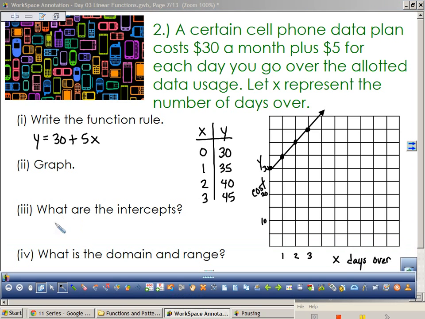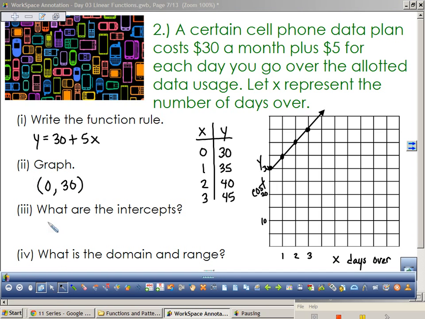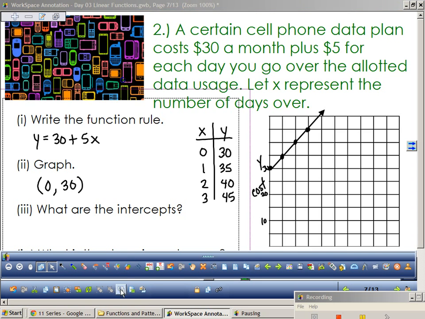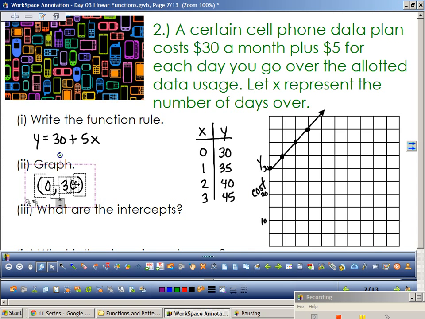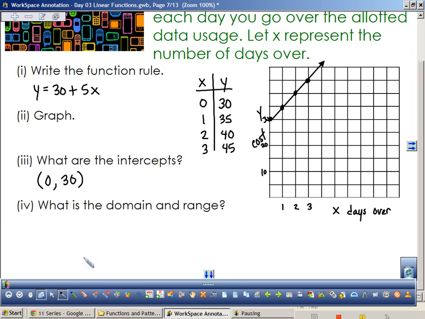Johnny, what are the intercepts for this graph right here? Where does it intercept Y? At 30? What's X when Y is 30? 0, 30. That should go here. Let's pin this to the back and then I can grab this. Put it in the wrong spot. Should be there.